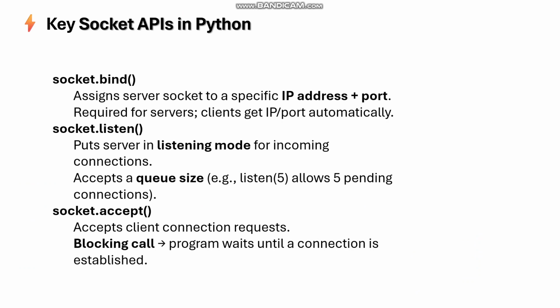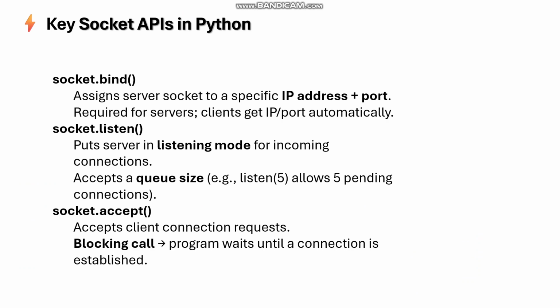Another socket API in Python is socket.listen. This puts the server in listening mode for incoming connections. It accepts a queue size, e.g. listen 5 allows 5 pending connections. Socket.accept accepts a client connection request, and it is a blocking call. The program waits until a connection is established.